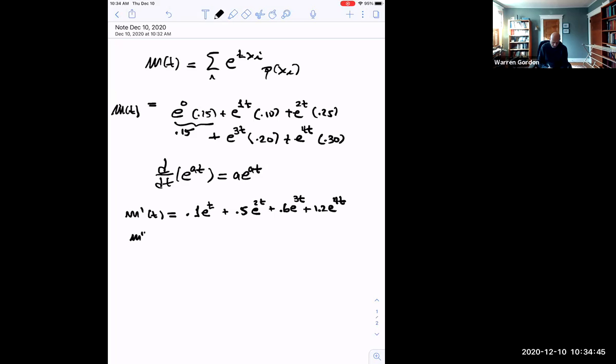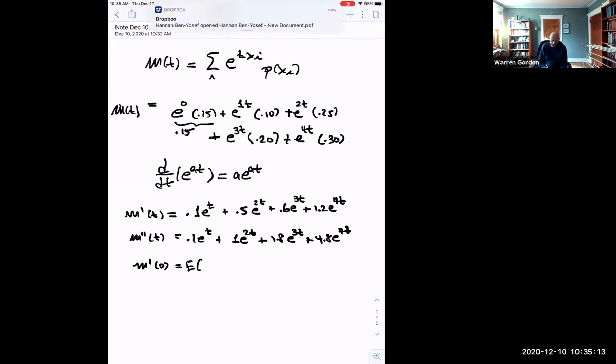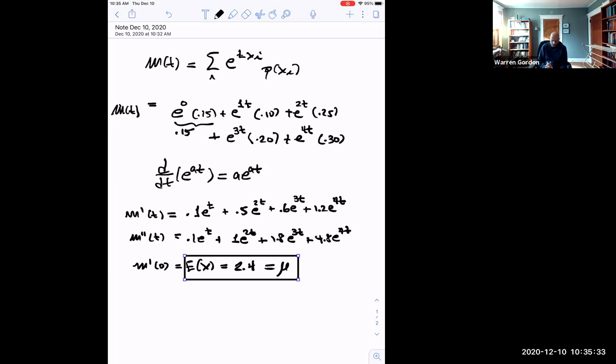And if we differentiate one more time, let's do the differentiation first. We have 0.1 e to the t plus 1 e to the 2t plus 1.8 e to the 3t plus 4.8 e to the 4t. So the differentiation is now out of the way. I have M prime of 0 equal to E of X. And that just turns out to be what? 2.4, correct? Is that what I got before you? 2.4. So we have the mean is 2.4.